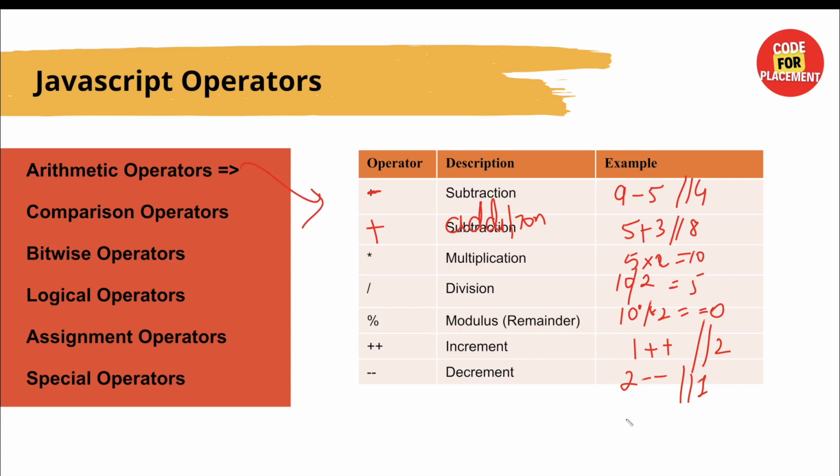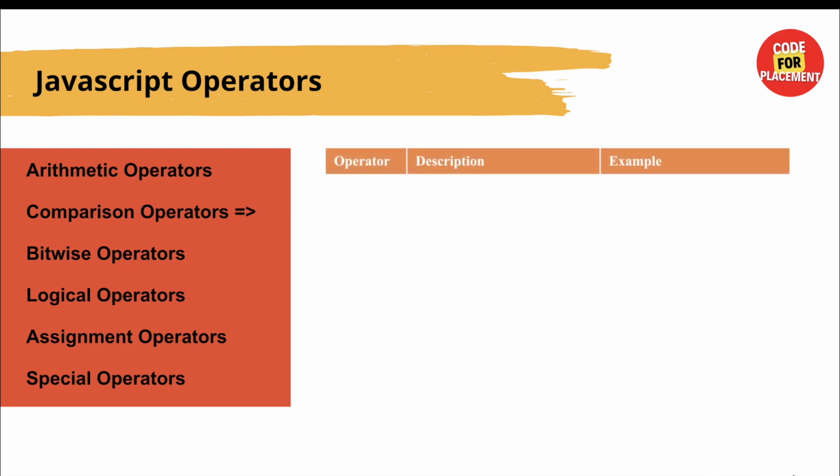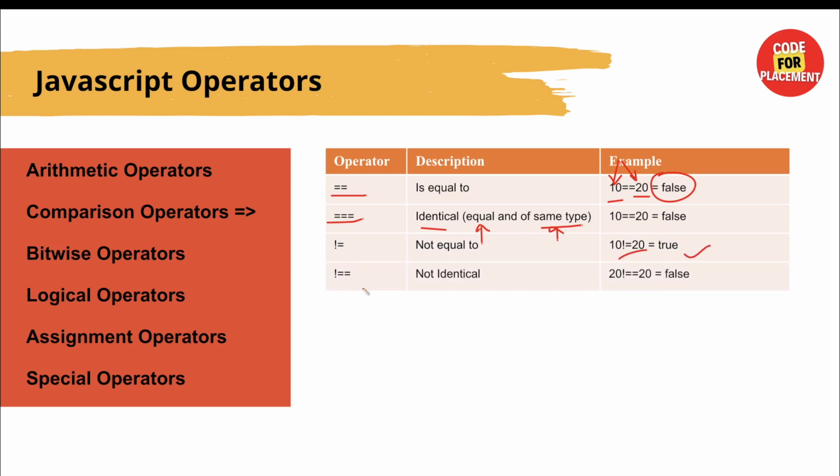Now let's see the comparison operator. When we talk about comparison operators, first is equal to. If I have 10 equal to 20, this gives me false. Basically, this checks whether the values are equal or not. In the same way, I have triple equal to, which is nothing but identical. It will check equality and also whether both belong to the same type or not. So the data type is also checked. Then I have not equal to: 10 is not equal to 20, true. I have not identical, meaning neither the value is equal nor the data type is equal. So it is not identical.